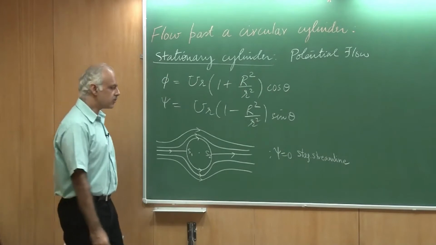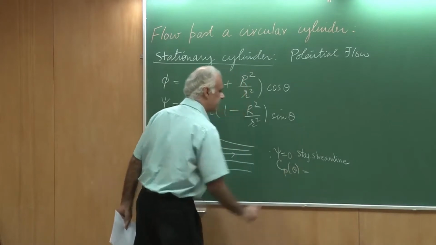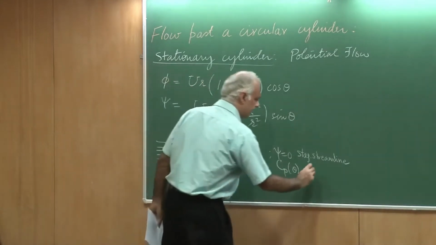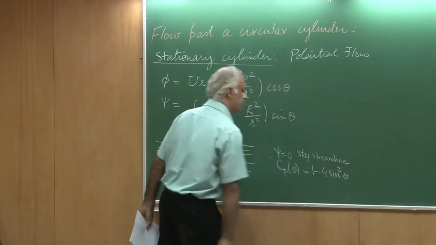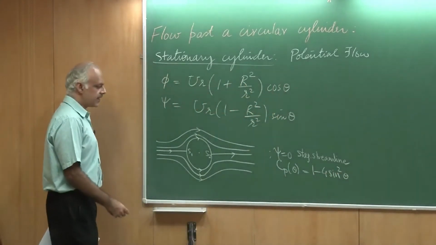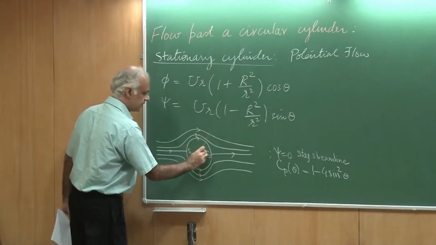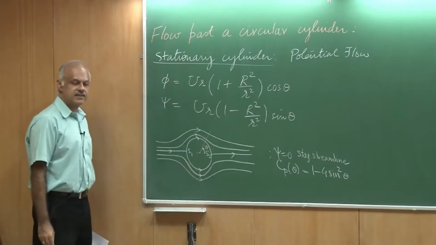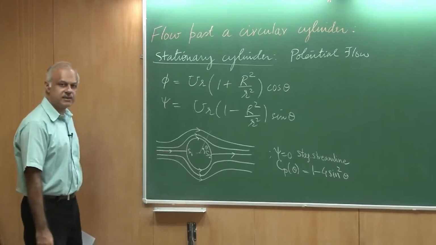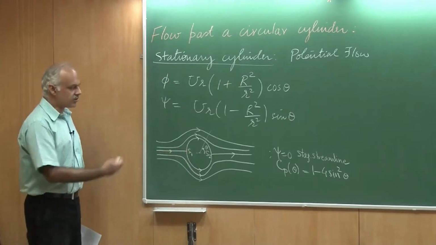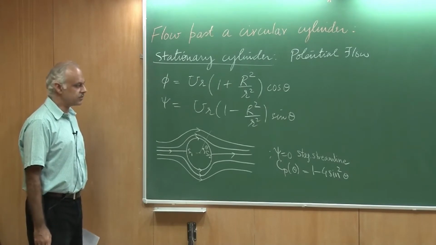Further, we were also able to show that the Cp distribution can be given as a function of theta, where this was 1 minus 4 sine square theta. Theta, we decided, could either be measured from the positive x-axis, or if we replace theta with pi minus theta, so that theta is measured from the front stagnation point, that also does not change the expression because of the sine square theta being there.